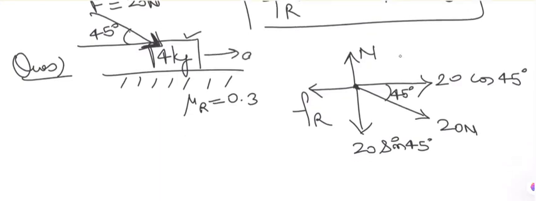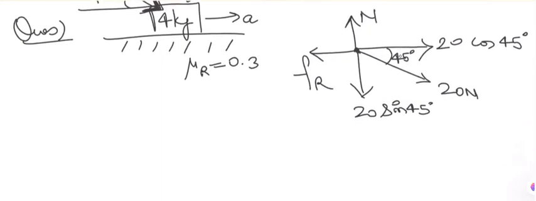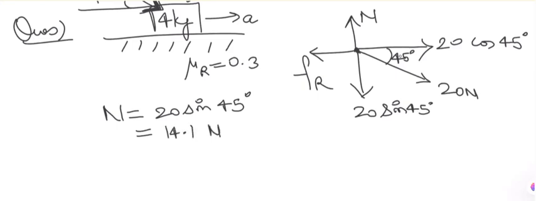The object is moving in this side. How will I do that? My normal force is 20 sin 45. Give me the answer. How much is 20 sin 45? Check your calculator. Be quick. 20 sin 45 is 14.1 Newton.